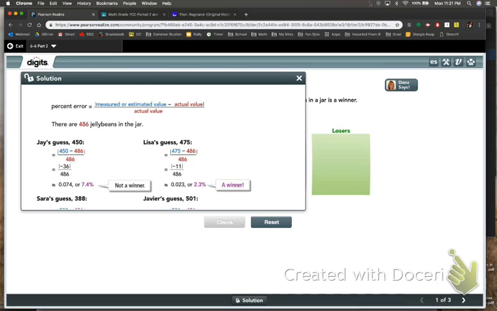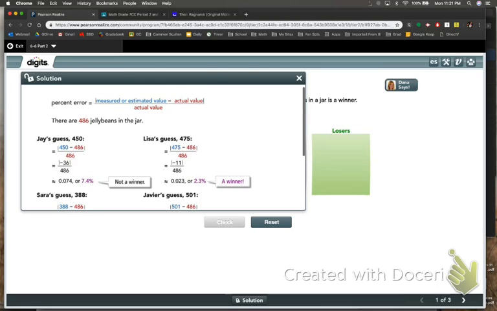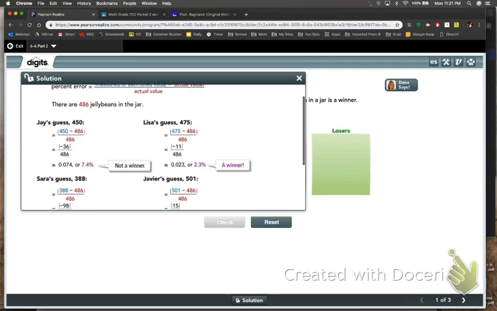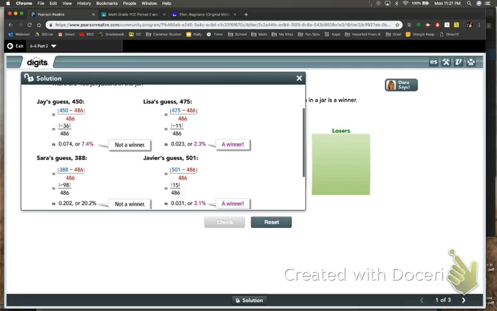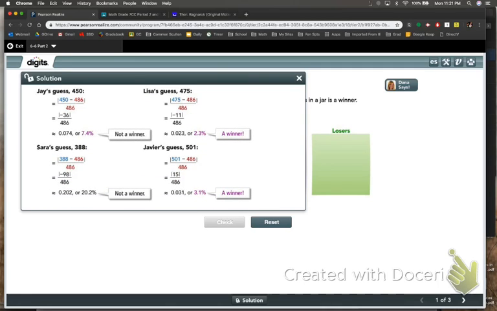Now we have the answers listed. Just take a look at the top portion right there. Percent error is defined by that. We already looked at J's answer, which is not the winner. And Lisa's guess and Sarah's guess, Lisa and Javier are the winners.